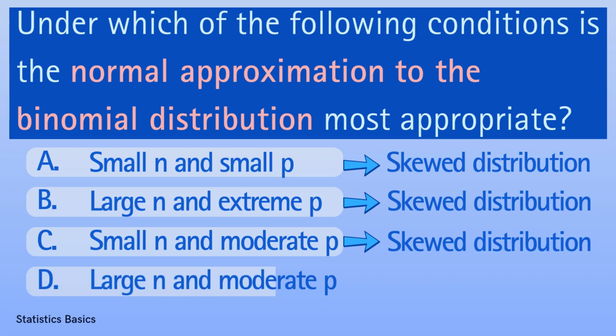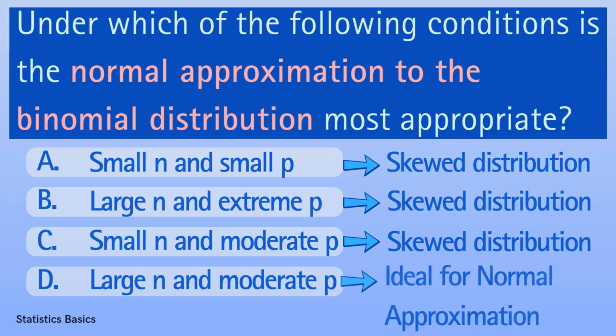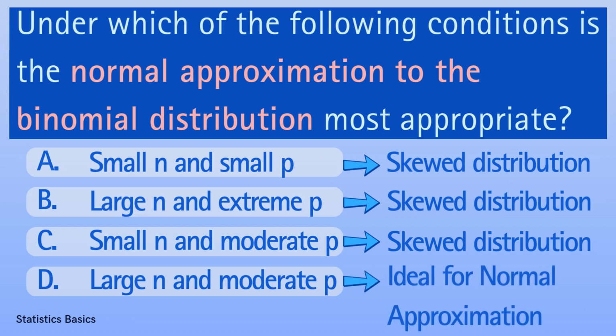A large sample size and moderate probability of success are the ideal conditions for the normal approximation to the binomial distribution. This confirms that option D is the correct answer.